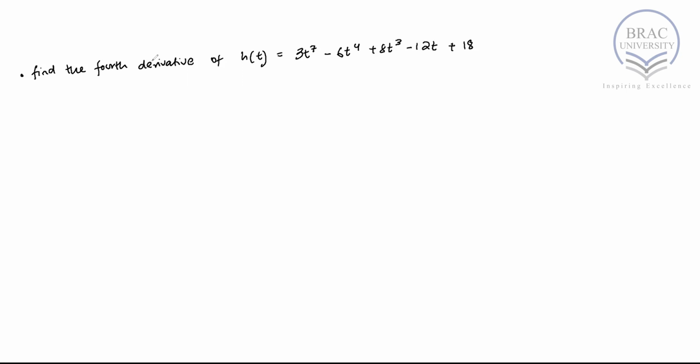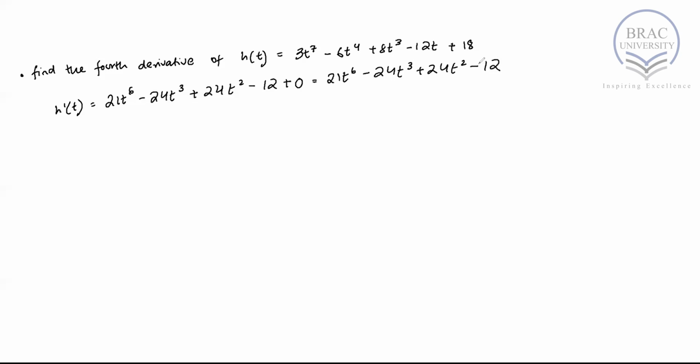So calculating the first derivative is rather simple and straightforward. First of all, for the first derivative, we can just simply use the rule of differentiating powers for this problem here. So what we get is 21t to the power of 6 minus 24t cubed plus 24t squared minus 12 plus 0, since differentiating 18 is equal to 0. So if I write it properly, we get 21t to the power of 6 minus 24t cubed plus 24t squared minus 12. So this is our first derivative here.